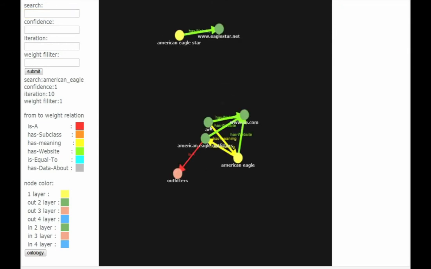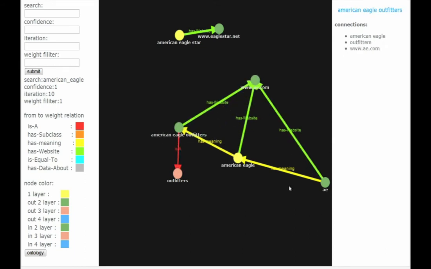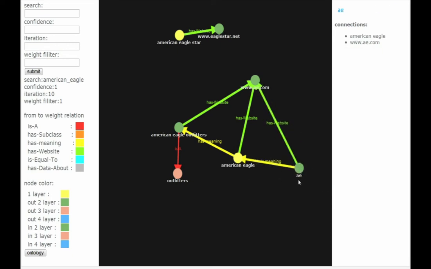Here he will get some info like American Eagle also means American Eagle Outfitters, and American Eagle also means AE, and they all have the website AE.com. So you have three different ways to look for American Eagle online, and American Eagle Outfitters, some kind of outfitters related thing.